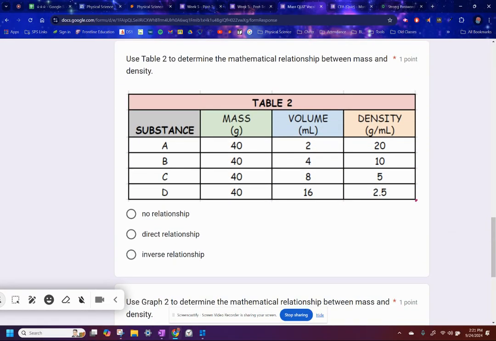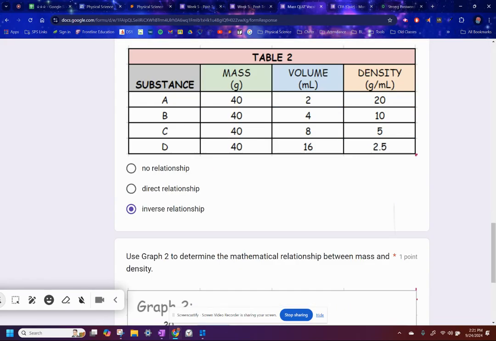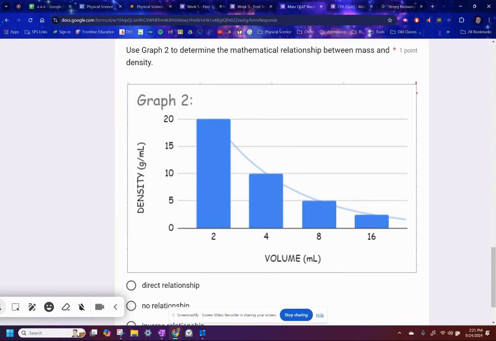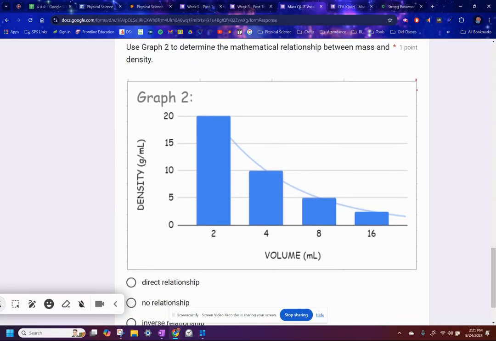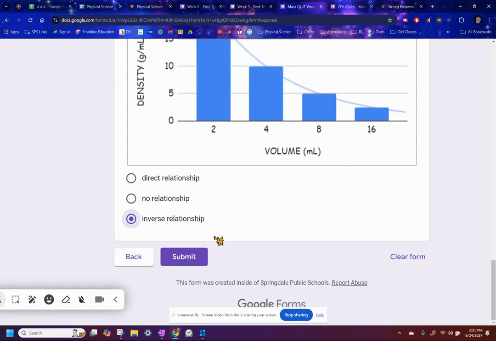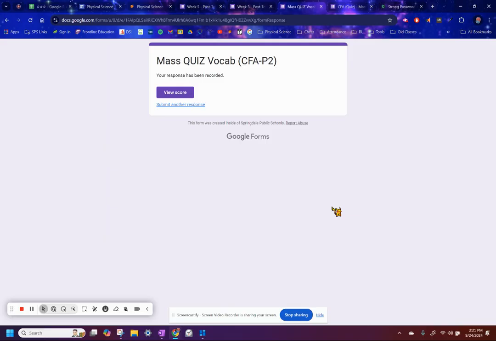All right, table 2 to look at mass and density. Mass, 40, 40, 40, 40, and density going down. That's going to be an inverse relationship. This one stayed the same, but this one's going down. Oh, there it is. It's asking if it's direct or indirect. This is definitely an inverse or an indirect. So there we go. That one is done.